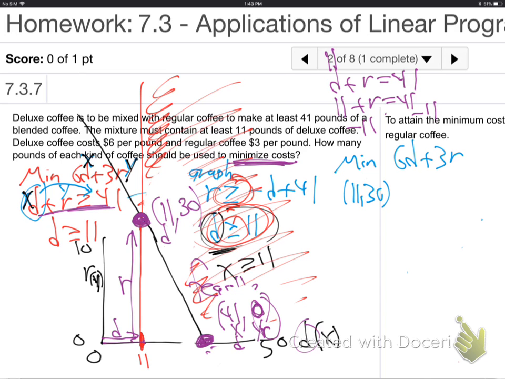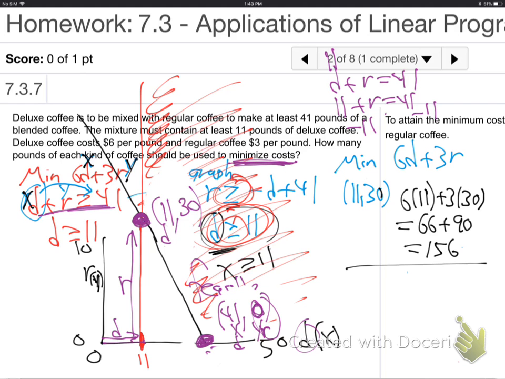So plug in 11, 30, and then plug in the second one. So let's do the first one. 6 times 11 plus 3 times 30. And what does that equal? 66 plus 90. 156. And then the second one is what? 41, 0. You guys with me? And then plug in 6 times 41 plus 3 times 0. See how I keep plugging into 6D plus 3R? 246.